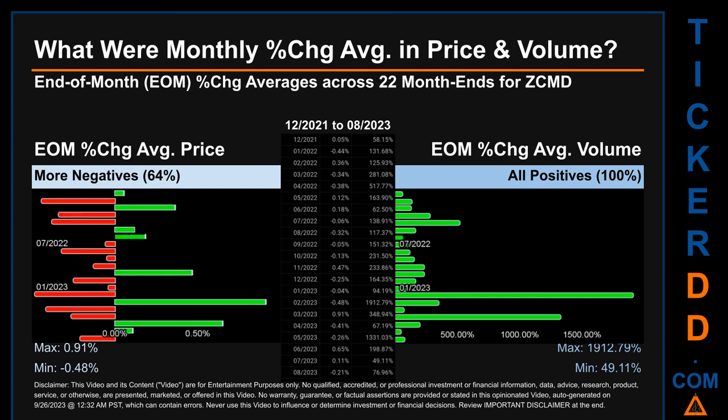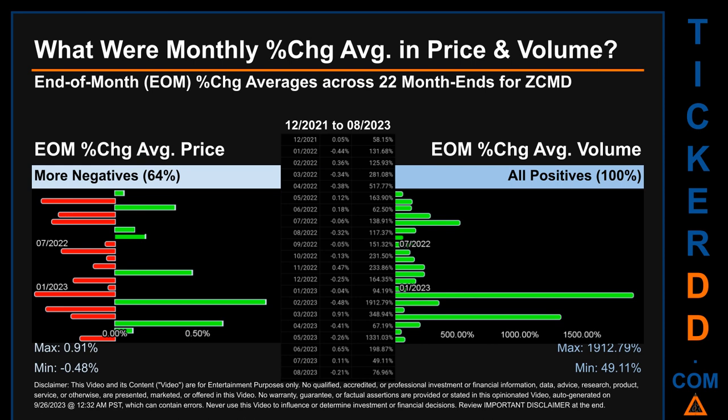What were end-of-month percentage change averages in price and volume for ZCMD? The monthly average of percentage change in price and in volume were calculated for each of the 22 month ends. That calculation took daily percentage changes and averaged them for each given month. If a month end came out negative, then it means that the month summarily saw a negative change.